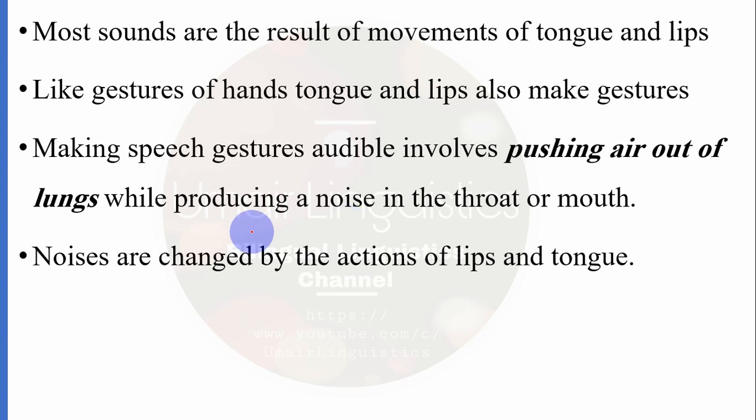So we change noises by the actions of our lips and tongue. For example, with the lips and tongue, sometimes we say ah, sometimes we say ooh, sometimes we say bat, pat, cat. So these different types of sounds are distinguished just through the action of the lips and tongue. You can observe that we make different sounds because the tongue and lips are moving differently. Our tongue and lips are the same, but we move them in certain directions to produce some sounds.